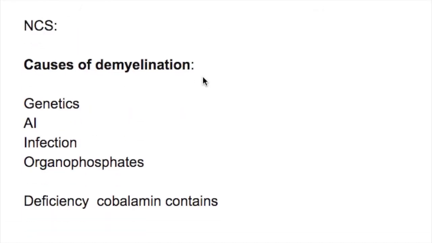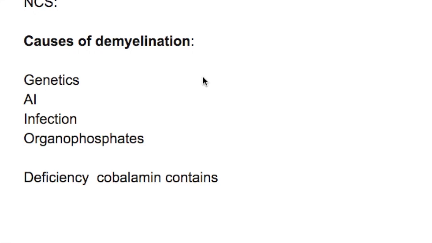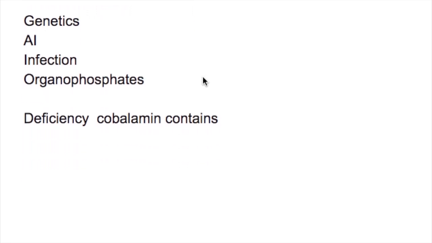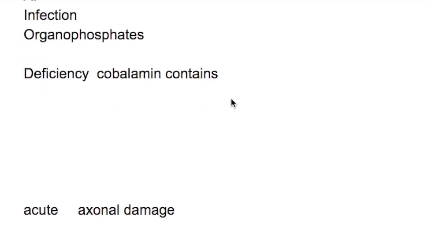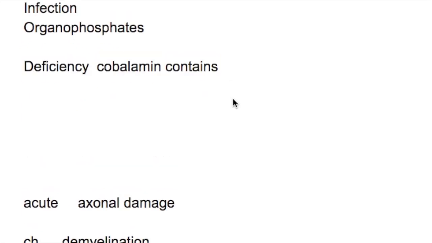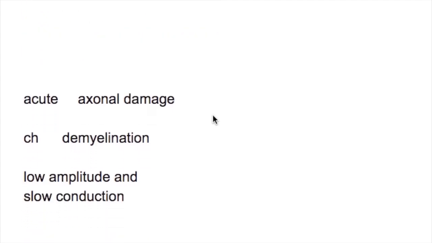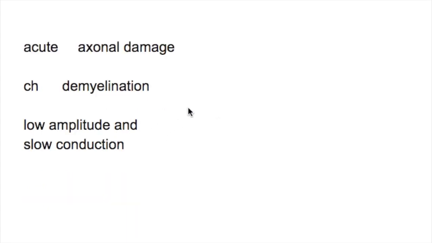Nerve conduction studies: any condition that causes demyelination affects nerve conduction. Causes of demyelination are genetics, autoimmune, infection, organophosphates, and deficiency disorders like B12 deficiency. In acute B12 deficiency, there is axonal damage, and in chronic B12 deficiency, there is demyelination with low amplitude and slow conduction velocities.